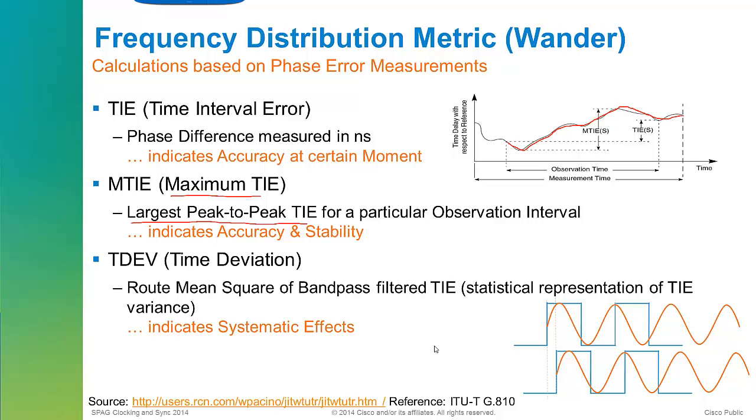For the TDEV, a bit of statistics is done, which indicates the time deviation over time. It's a statistical variation, and it tends to indicate more systemic effects on your device. So how does this look in reality?